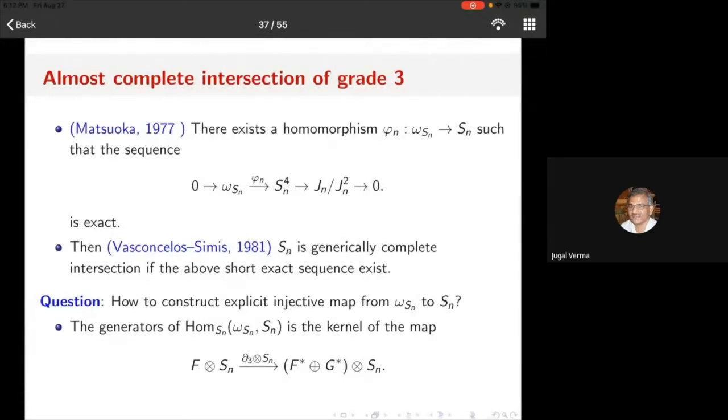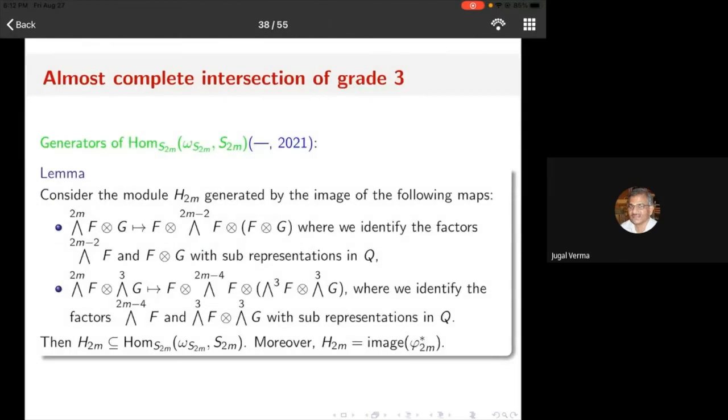So now we are ready to construct an injective map from the canonical module of Sn to Sn itself. Now how to construct that map? The first observation is that the dual of the canonical module, Sn dual, can be viewed as the kernel of this partial 3 tensored with S. In order to get this kernel, these are the generators. We will see these are the n generators, but suppose we consider a module H2m generated by the image of these two maps.